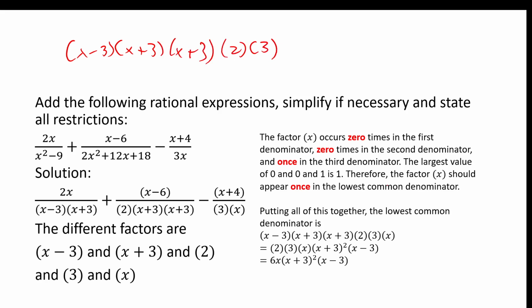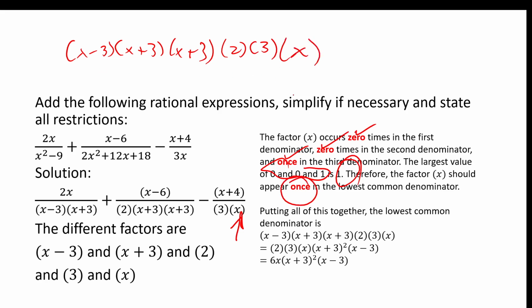And finally, we're going to look at the factor x. Now, again, we're not looking at x in the x minus 3 or the x plus 3, because in those factors, x is merely a term. It's not a factor. The only time x actually appears as a factor is in denominator 3. So the factor x occurs 0 times in the first denominator, 0 times in the second denominator, and 1 time in the third. The largest value of 0 and 0 and 1 is 1, so the factor x will occur once in the lowest common denominator.